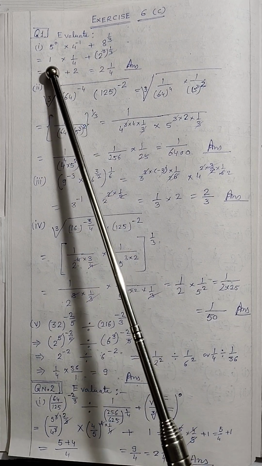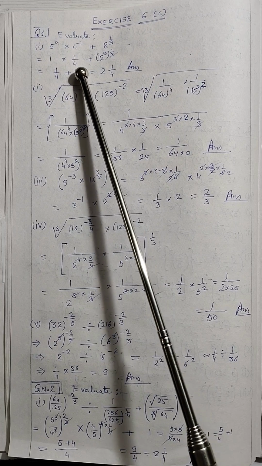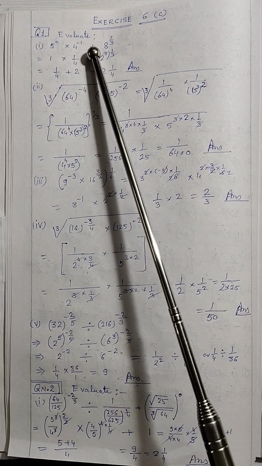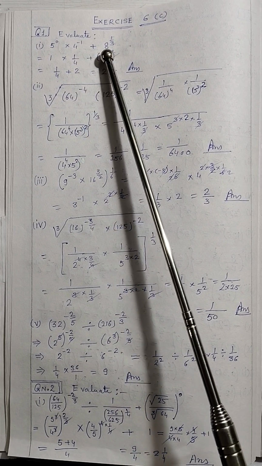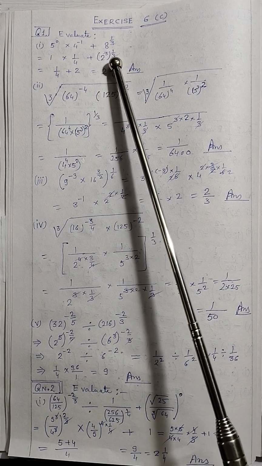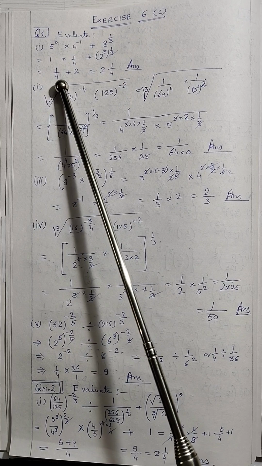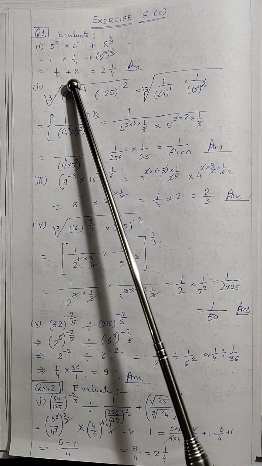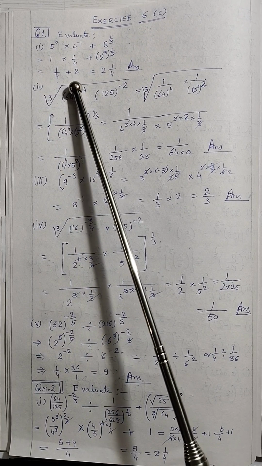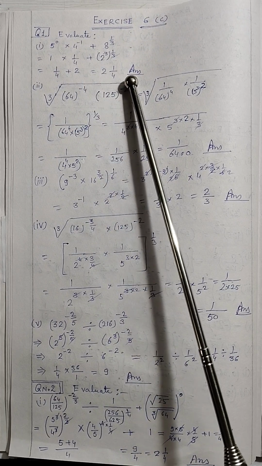अब 5 raised to power 0 1 हो गया, 4 raised to power minus 1 that will be equal to 1 by 4 plus, as it is, 8 की जगह पर हमने लिखा 2 raised to power 3 into 1 by 3, so 3 and 3 will be cancelled, so we will get here 1 by 4 plus 2, so that will be 2 and 1 by 4 will be the answer.